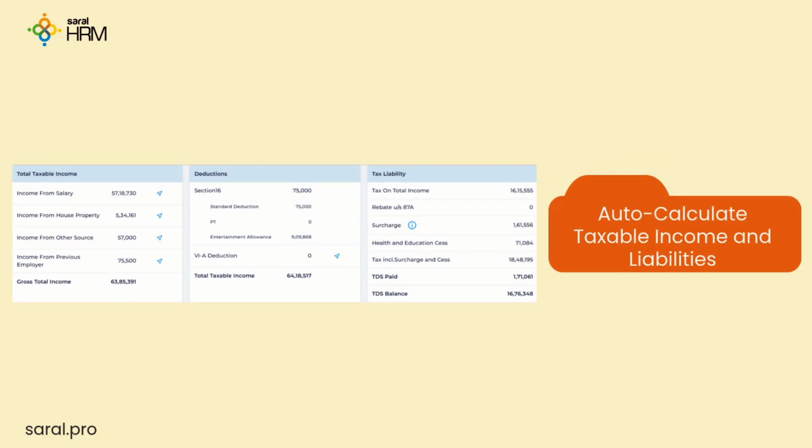Complex tax calculations can slow down payroll and cause inaccuracies. Saral HRM auto calculates taxable income, total deductions, and final TDS with precision, giving you faster, error free payroll every time.